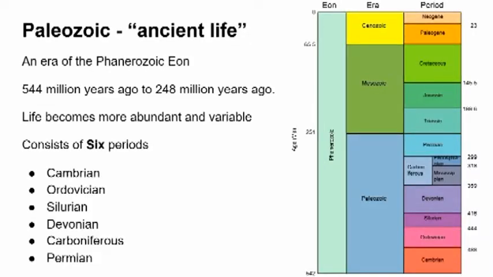Hopefully you came up with the Paleozoic is the beginning of the Phanerozoic eon, which is our current eon. So it's right after all of that Precambrian time. Paleozoic means ancient life. It was about 544 million years ago to 248 million years ago. And during this time, life is going to become more abundant, more variable. Lots of different forms of life are going to come and go. We have 6 periods during the Paleozoic.